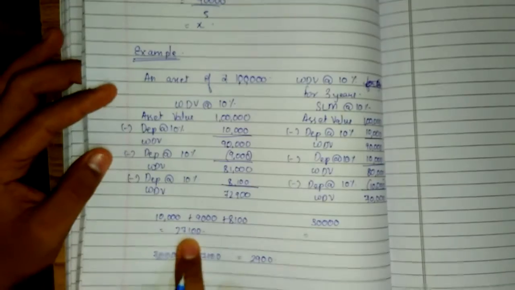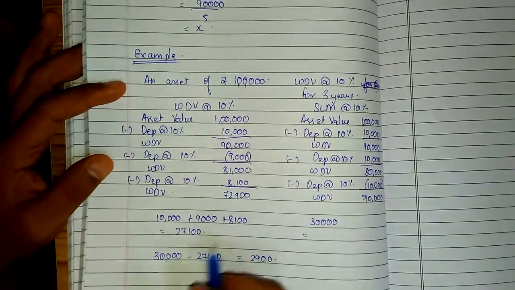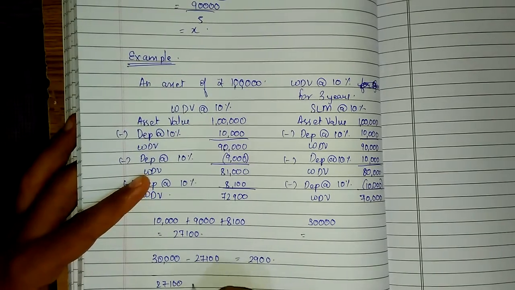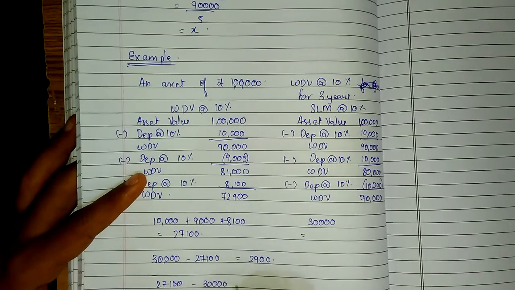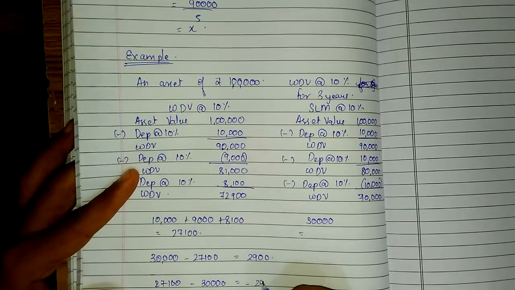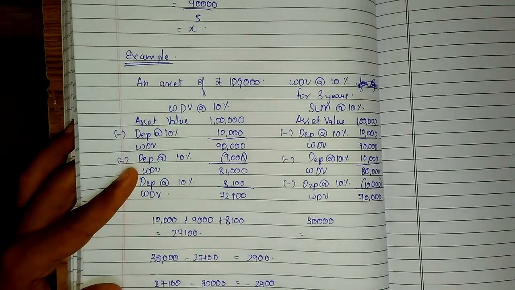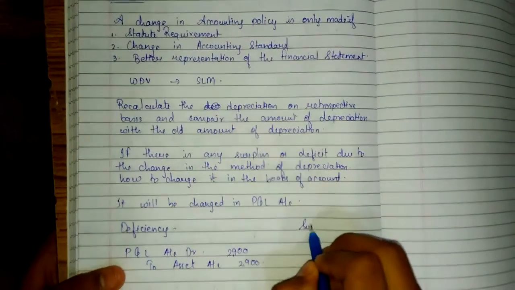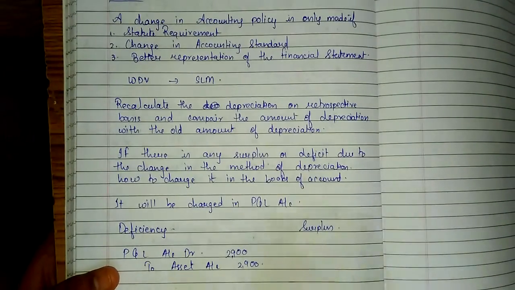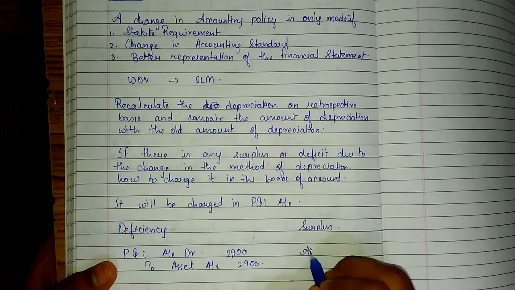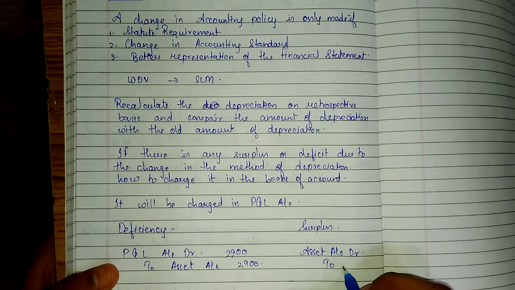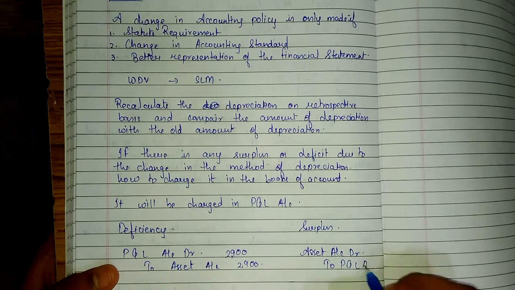But if there is a surplus, what does surplus mean over here? Assume this was SLM method as after changing, and we got 27,100 less 30,000. So there is a surplus. Negative means surplus, negative 2,900. So how to book the surplus entry? See, it is charged in this manner. Asset account debit to P&L account.